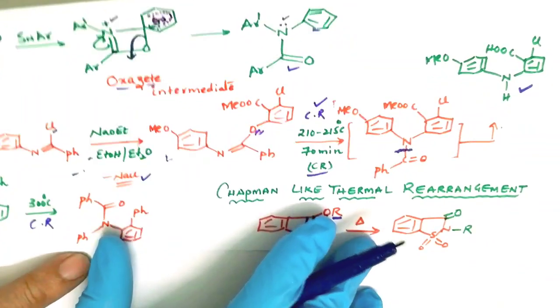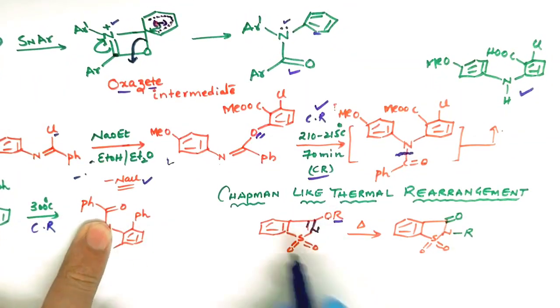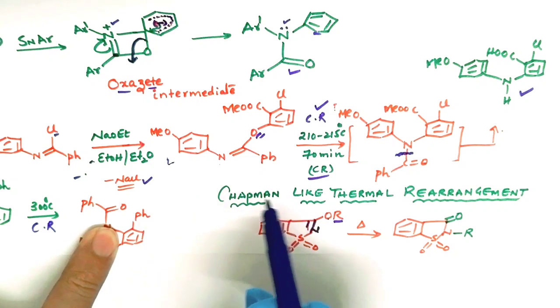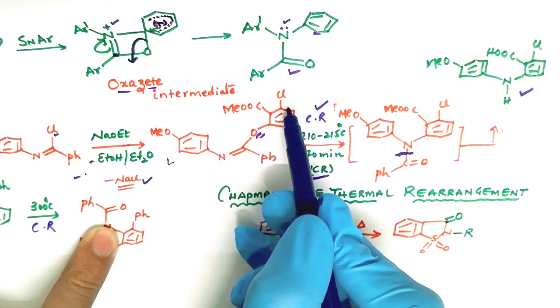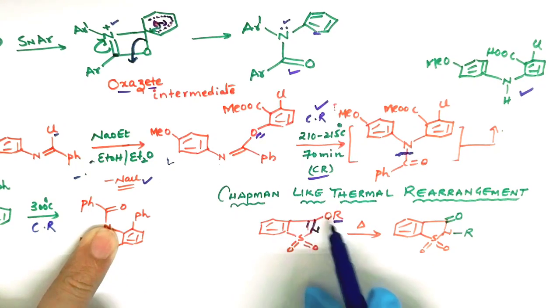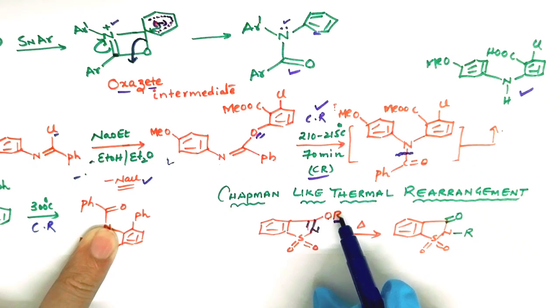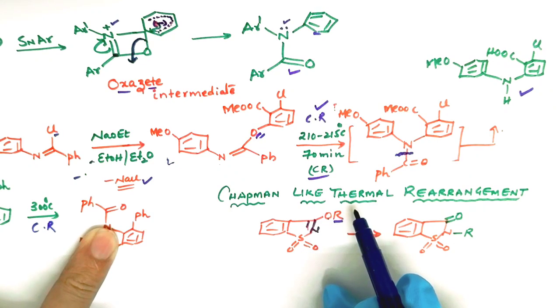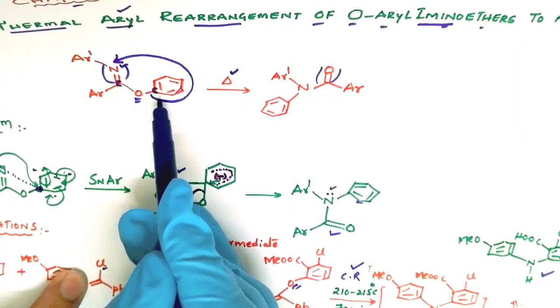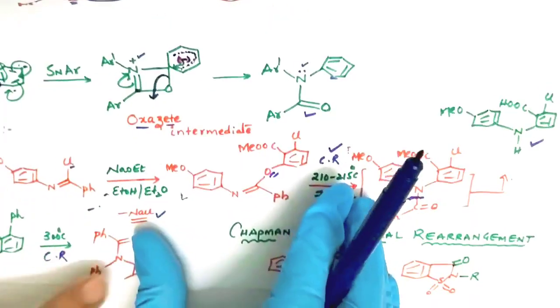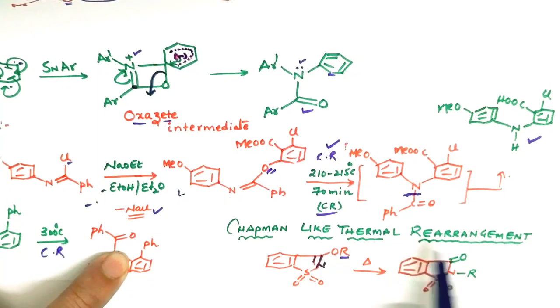Chapman-like rearrangement, this is something important. In Chapman rearrangement we observe that to the right side of the oxygen we should have an aromatic ring. Here what we are observing, to the right side we observe some aliphatic moiety. This may be ethyl, methyl, like that. So this aromatic ring is simply replaced with an R group. That's why people say Chapman-like thermal rearrangement.